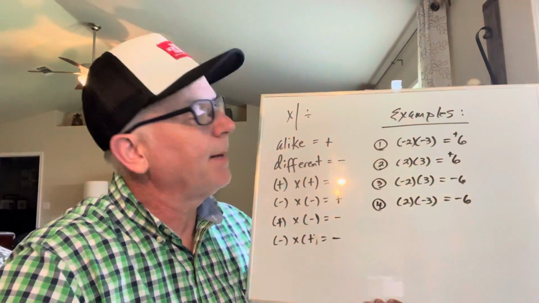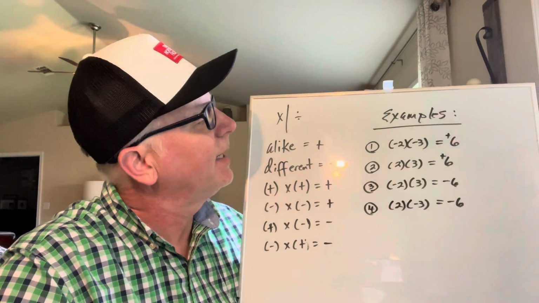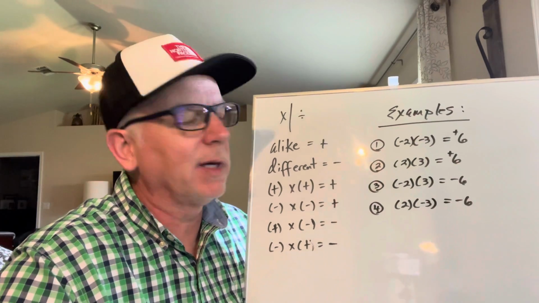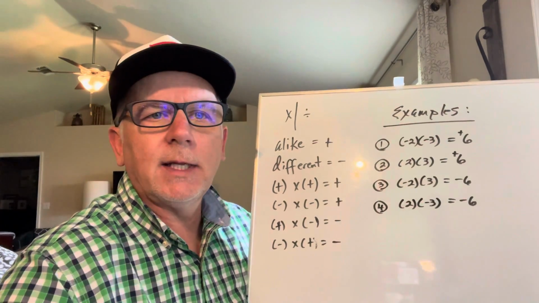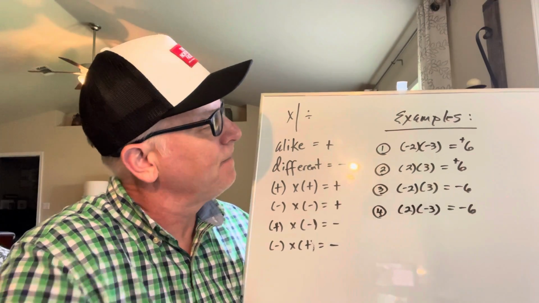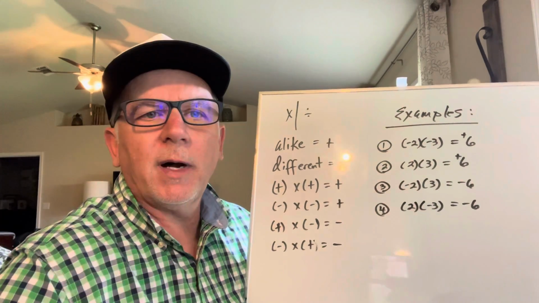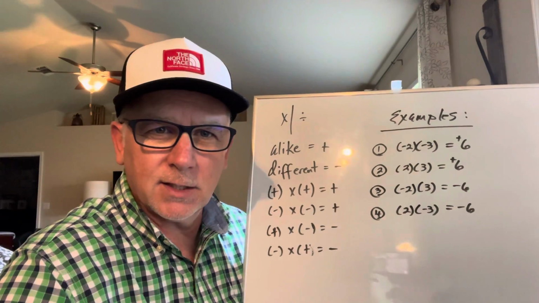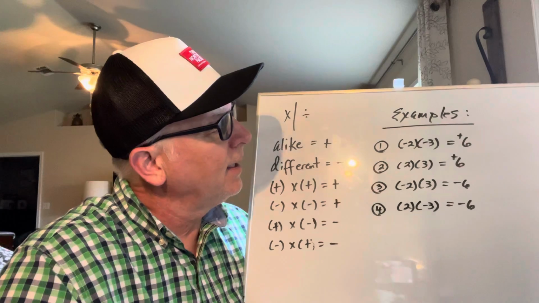So here's some examples over here. Notice negative 2 times negative 3 is positive 6. And you could probably just write 6, but if you want to make sure your teacher really knows that you know the answer, you could put positive 6 like that. Notice that, of course, positive 2 times positive 3 is positive 6. That hasn't changed since third grade.